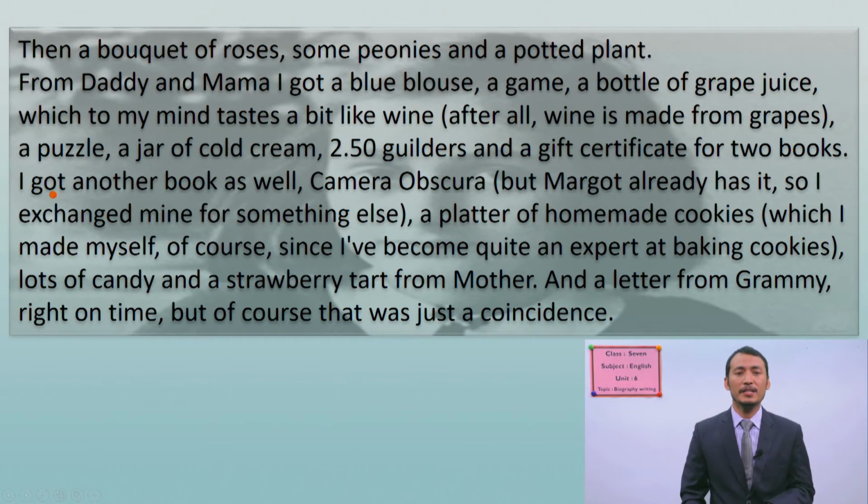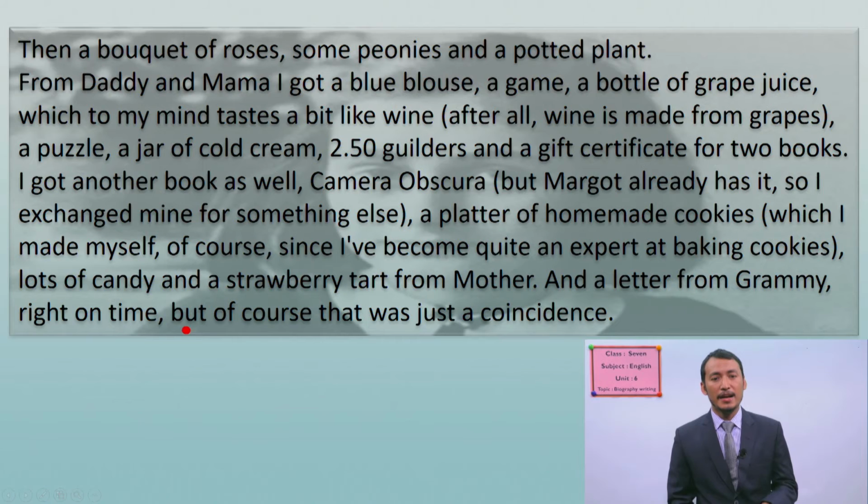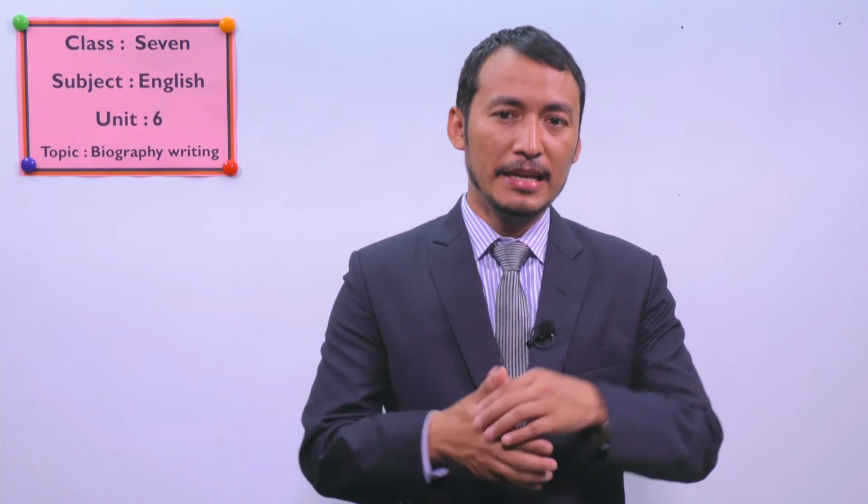And she even got another book as well, that was Camera Obscura. But Margot, her sister, already has it. "So I exchanged mine for something else, a platter of homemade cookies, which I made myself, of course, since I've become quite an expert at baking cookies. Lots of candy and a strawberry tart from Mother. And a letter from Granny, right on time. But of course, that was just a coincidence." Okay, she even got a letter from her grandmother. Okay, these are the events she described.